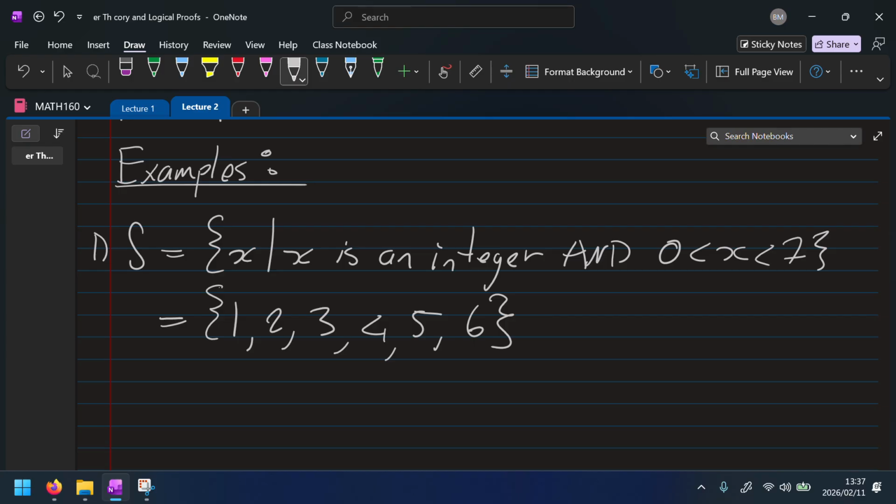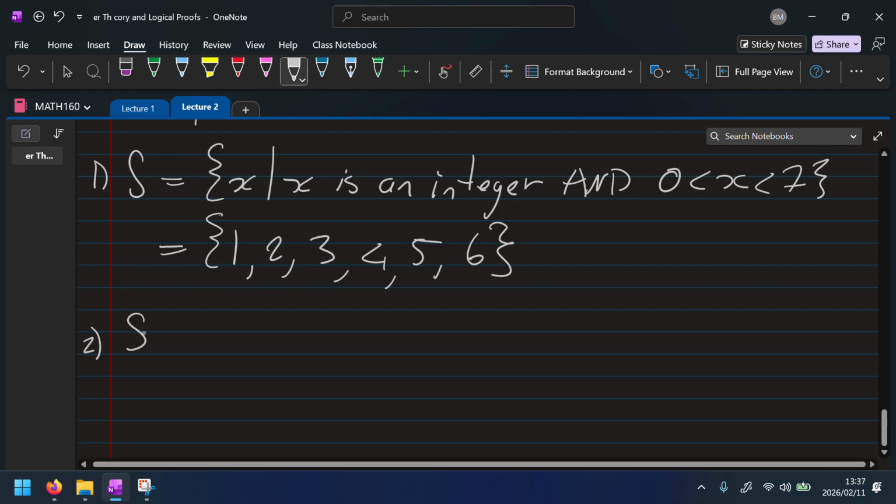But these are equal. You can either write out the elements like we did at the bottom, or you can specify the rule. Sometimes it's easier to specify the rule. Sometimes it's easier to write them out. That just depends on the problem. Okay, and you should be able to go between the two. So if I give you that bottom one, you should be able to write it as a rule. If I give you the rule, you should be able to write the bottom one. Okay, you should be able to go between the two.